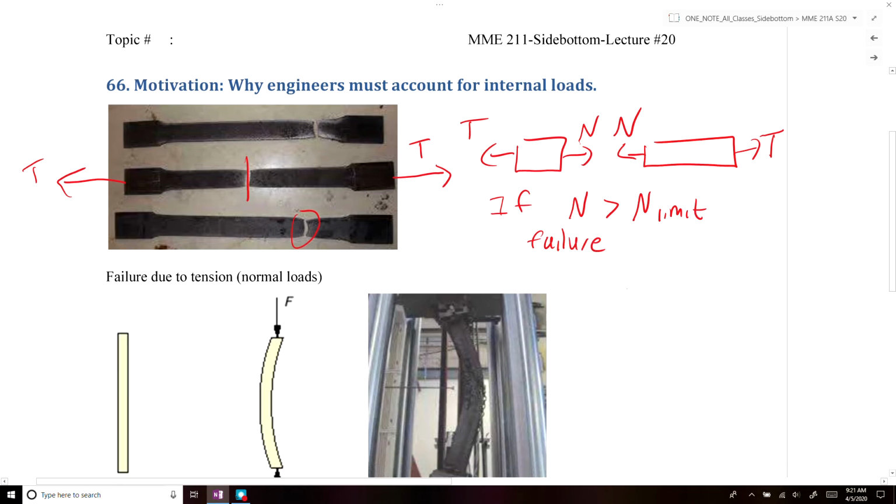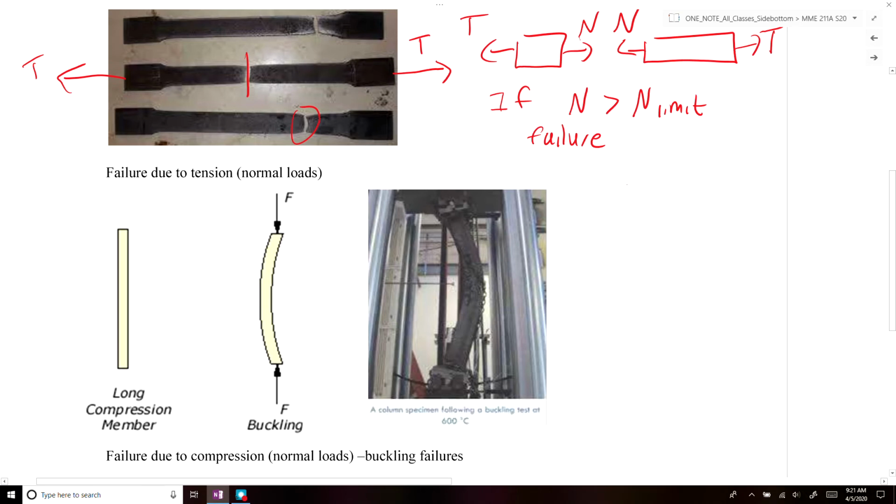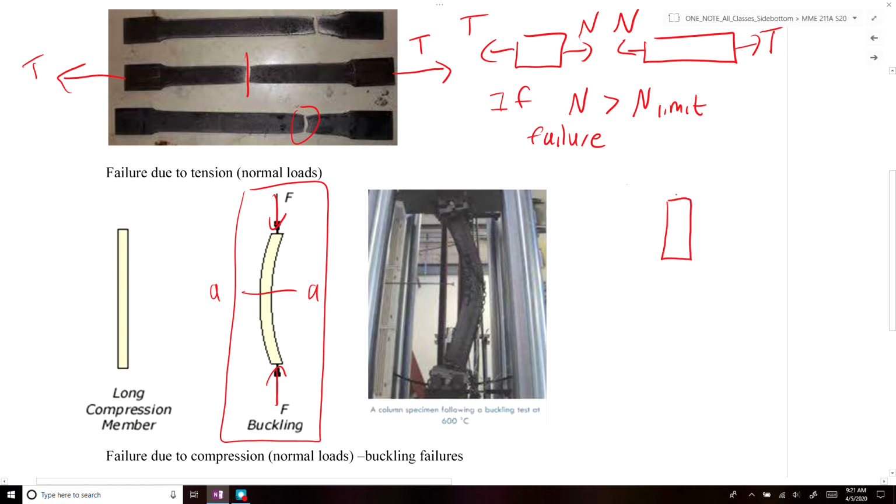In the same case, instead of having a tensile load, we had a compressive load, like drawn on the left-hand side here. And we took a section cut of that surface. What we'd end up getting is a compressive internal stress within our section.